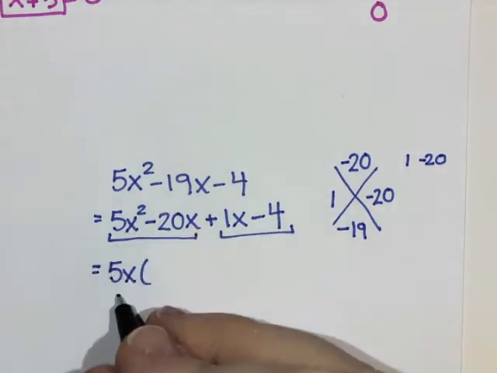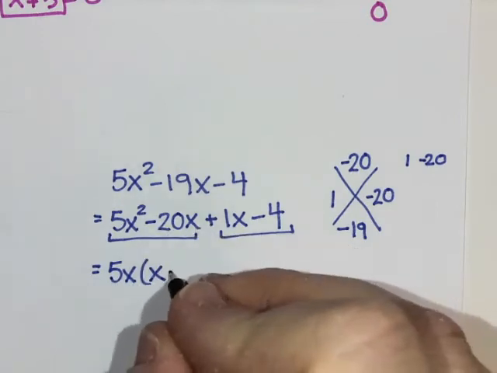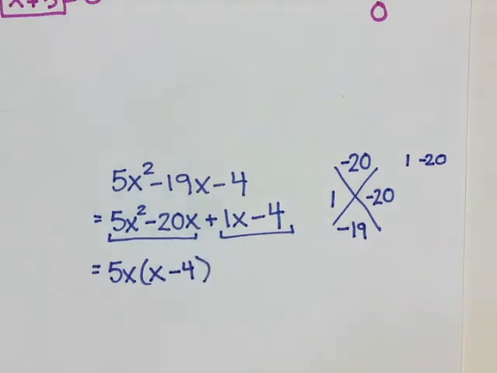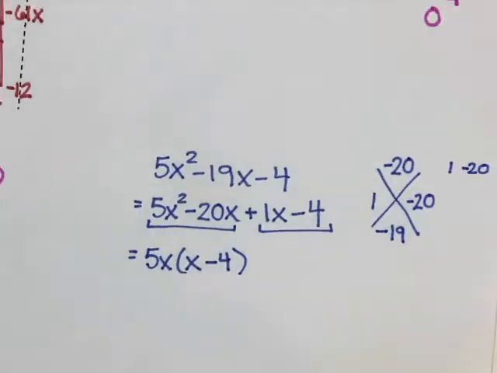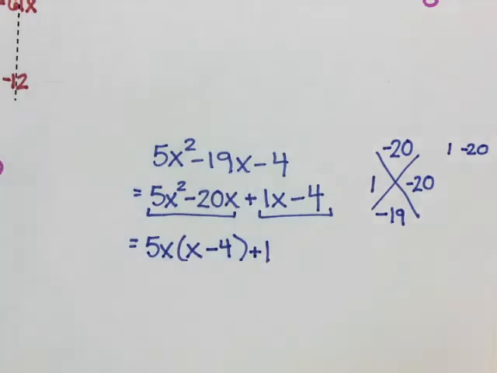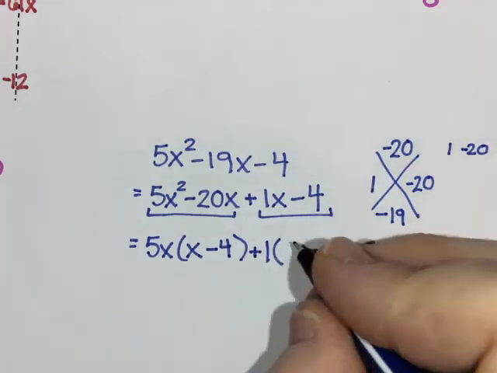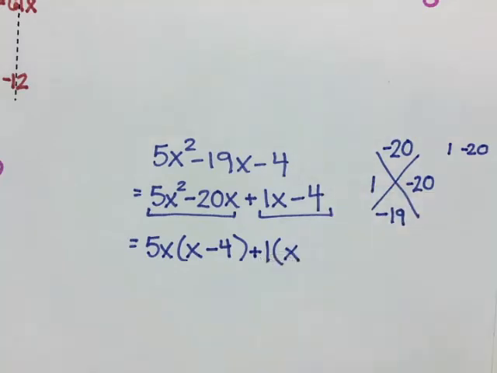First pair, they both divide by 5 and x. If I do 5x squared divided by 5x, I get x. Negative 20x divided by 5x is negative 4. From the second pair, they don't really have anything in common, so I'm going to divide by just 1. That's what I'm going to factor out. And since it's a plus here, I'm going to do plus 1. 1x divided by 1 is just 1x, or x. Negative 4 divided by 1 is just negative 4.